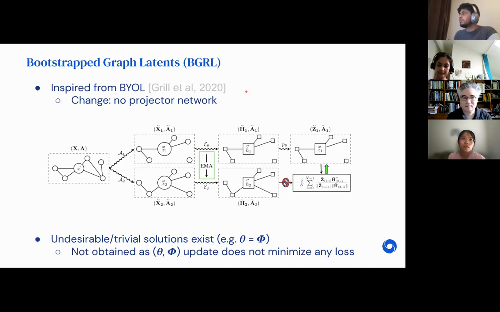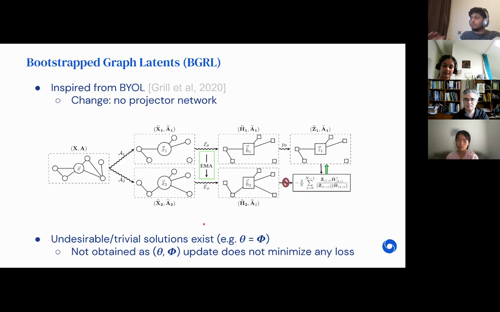If you've seen related methods in the image domain, you'll see that this is very directly inspired by BYOL, or bootstrap your own latent. One of the changes we made is to get rid of the additional projector network that BYOL uses. We saw that for the scale of commonly available graph datasets, which are much smaller than something like ImageNet, this didn't improve performance. In fact, it made learning much slower because you're providing a much more indirect signal to the basic encoder by adding those extra layers.